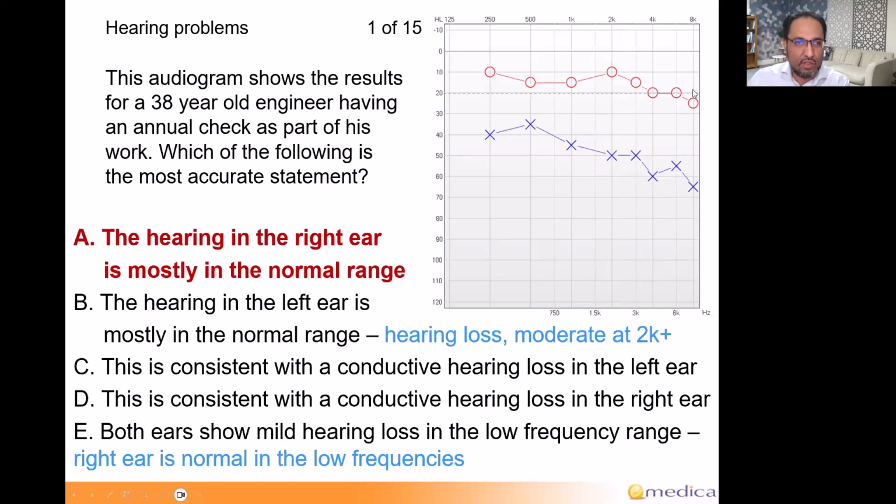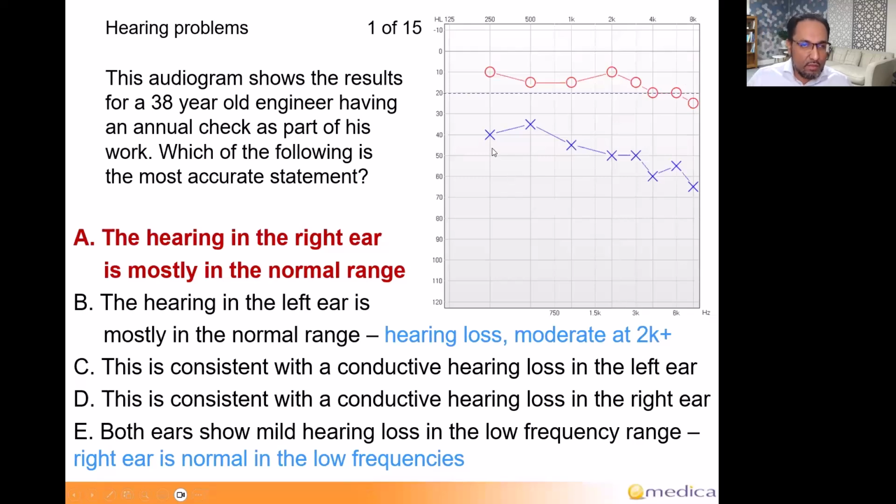And you see, this is the line where everything above that is normal hearing. So you can see the right ear, for almost all frequencies, is normal. Even this is right on the line of normal. Only at the very high end, around 7 kilohertz, do you get into a bit of mild loss. So all the way here is normal, and then right at the top, mild loss. And that's what it says: the hearing in the right ear is mostly in the normal range.